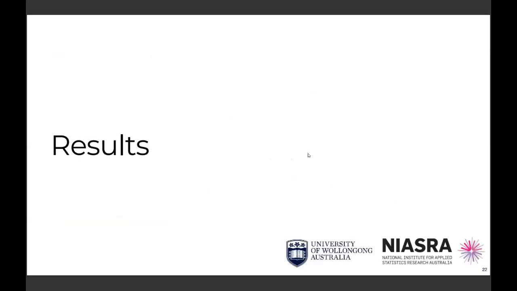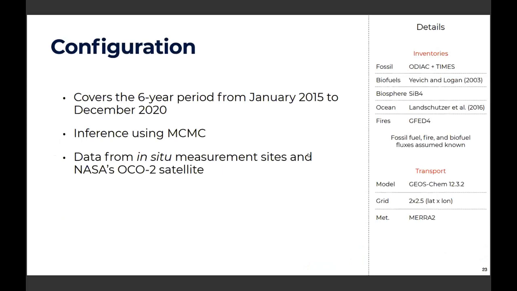So we did it. We got some results. We estimated the fluxes for a 6-year period from 2015 to 2020 using data that were available. I'll talk about those in a second. We did inference using Markov chain Monte Carlo. It's kind of hard, but you can get it to go. It's pretty standard. And we had data from two sources.